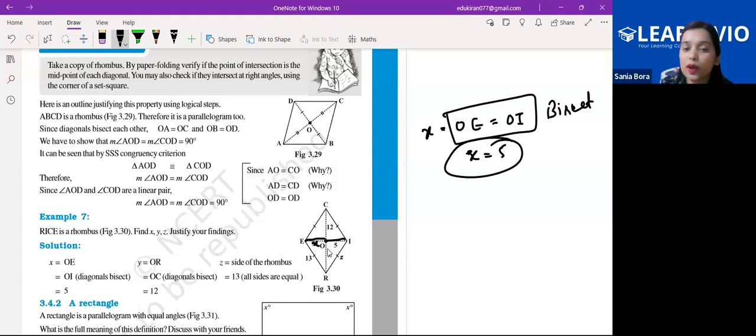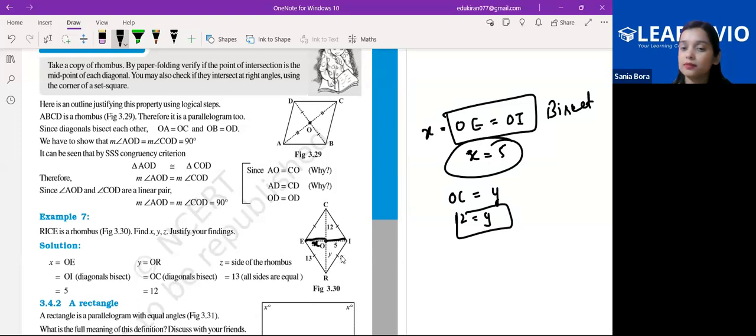Now coming to this Y. This is also very easy. OC equals Y, right? OC was 12, so Y would also be 12. Fine? Now after this, you have to find Z, right? So how would you find Z?